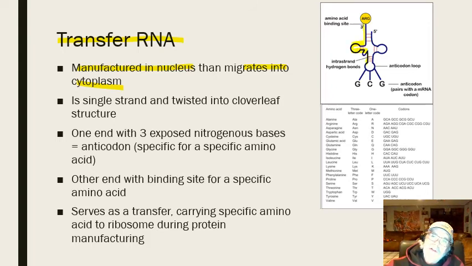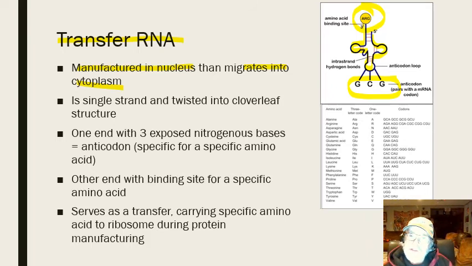Does it look like this? It comes up like that, and on the top of that 4-leaf clover is attached an amino acid. Now, which amino acid is attached there? Look at this down here. This is the code. This is what's called the anticodon.